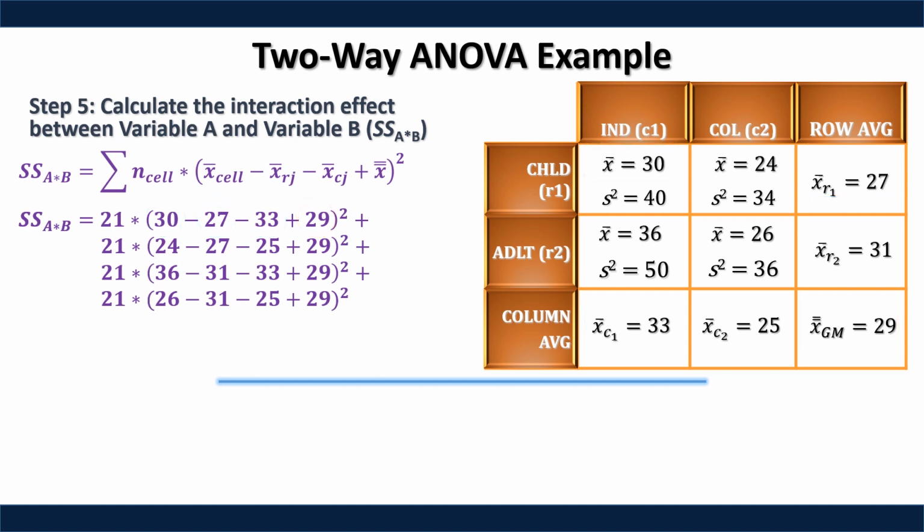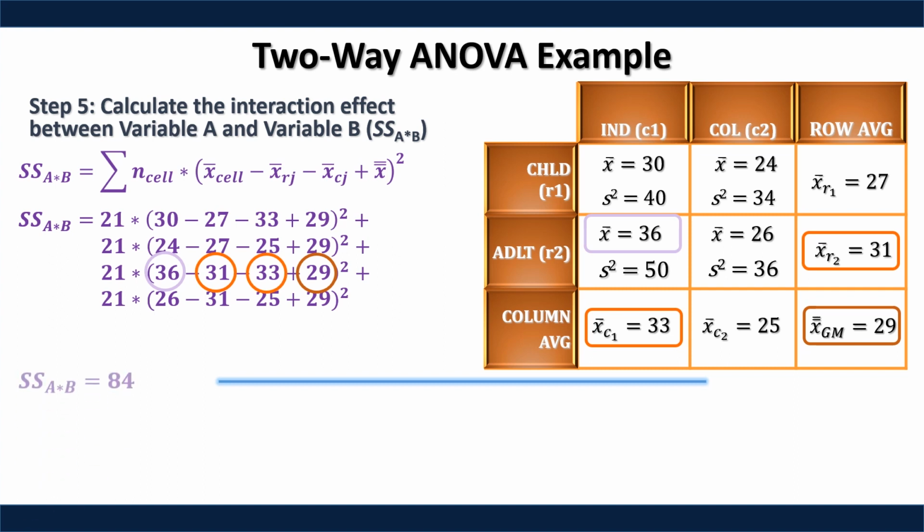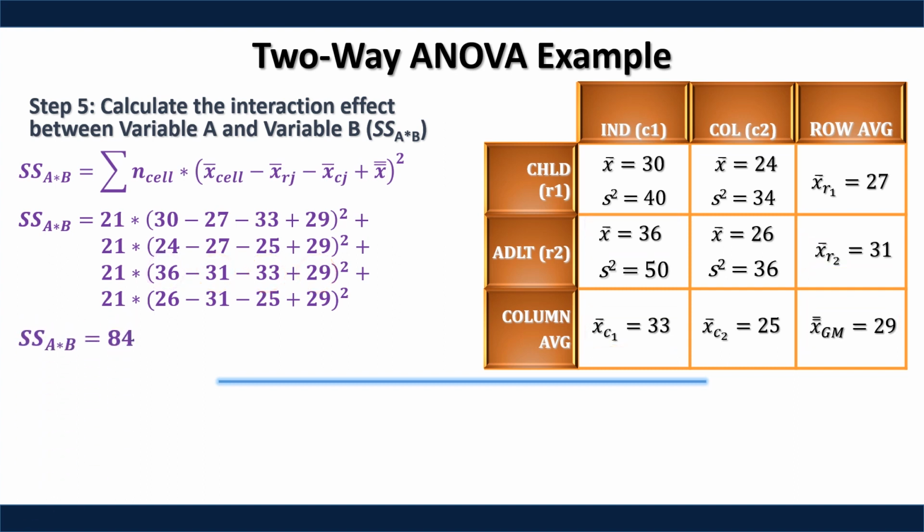For individualist adults, you start with the cell mean of 36, subtract the respective row mean of 31 and the column mean of 33, and add the grand mean of 29. Square that result and multiply it by the cell sample size of 21. By doing the basic arithmetic, you get the sum of squares interaction of 84.